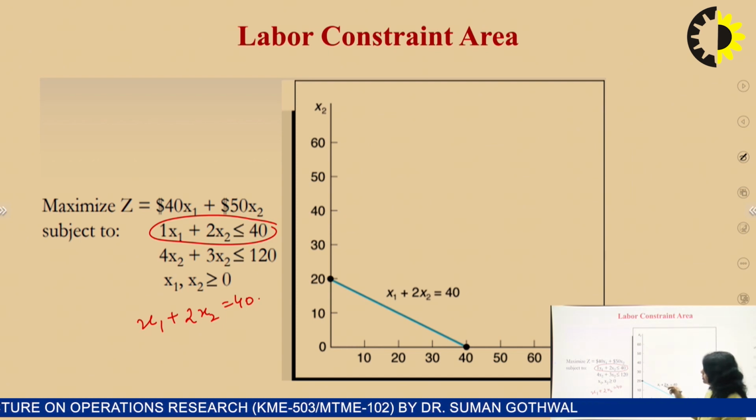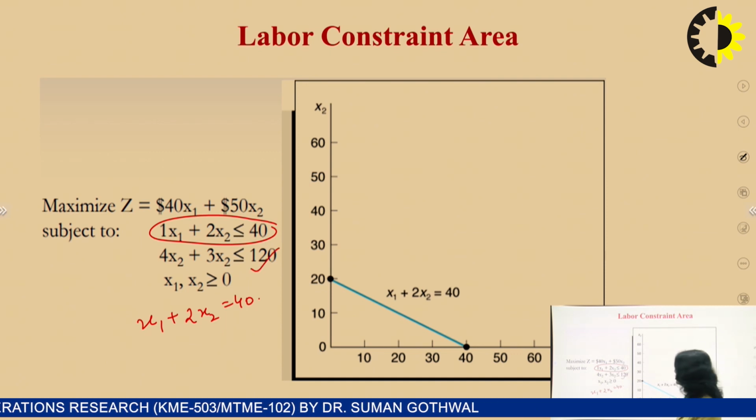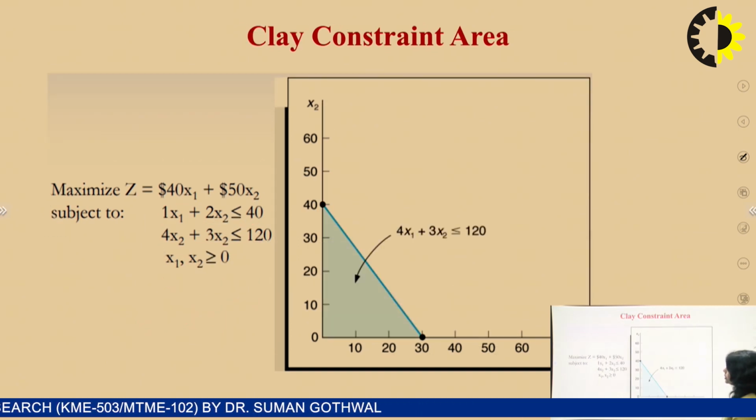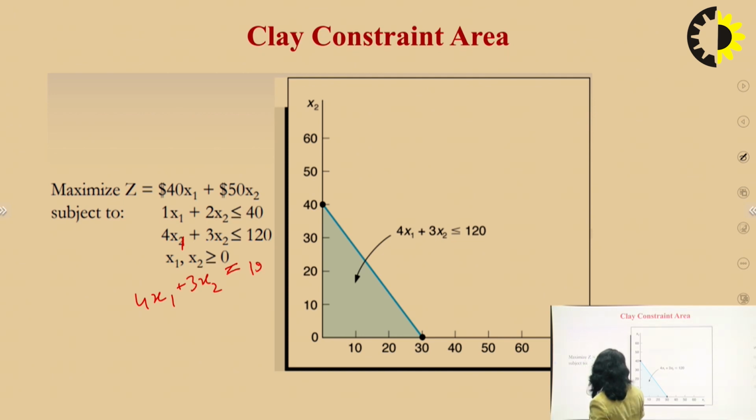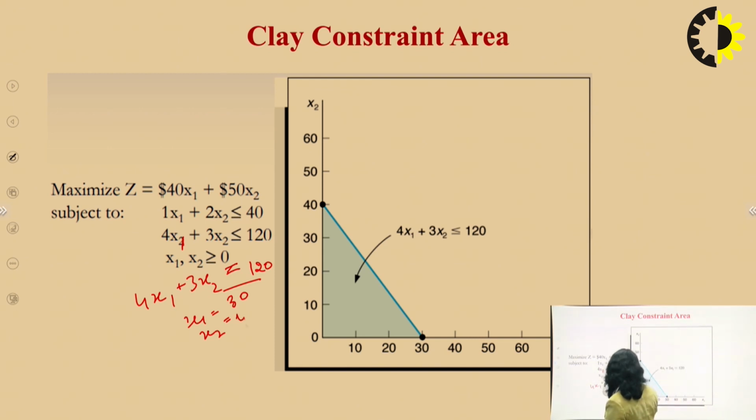Clear? Similarly, we will plot the second constraint also. The second constraint becomes 4x1 plus 3x2 equals 120. We will find out the values of x1 and x2. X1 comes out to be 30, x2 comes out to be 40. So we will plot the second equation also. We can see here we have plotted.